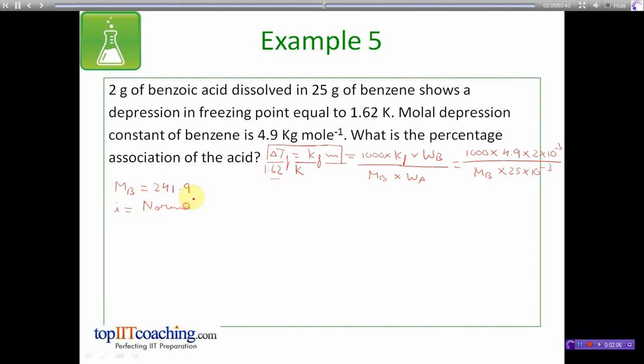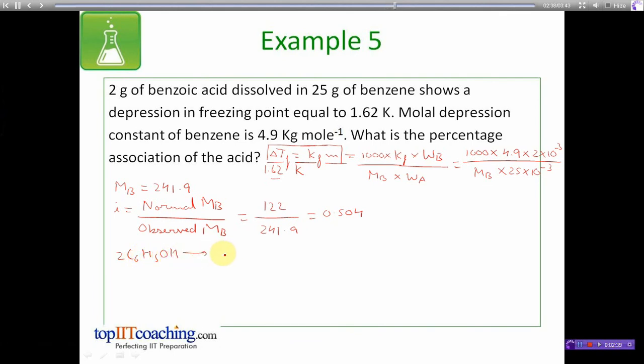Now the value of Van 't Hoff factor i is equal to the normal molecular weight divided by the observed molecular weight. We know that the normal molecular weight of benzoic acid is 122, and the one that we have calculated is 241.9. So we get the value of i, that is 0.504.